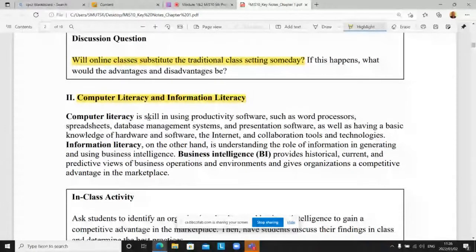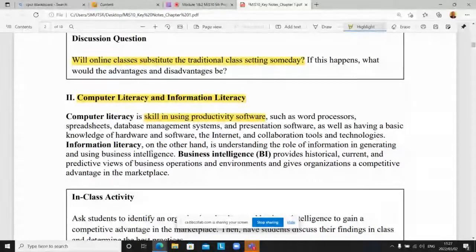Okay, computer literacy. It's very simple. A skill in using productivity software, and I'm talking about Microsoft Word that you type in your assignments on, spreadsheets, which we're going to teach you, a database management system. The one we are going to look at is called Microsoft Access. It's a very small part of the course, but we do look at it. Presentation software like PowerPoint, all the basic stuff that you're going to do with a computer.